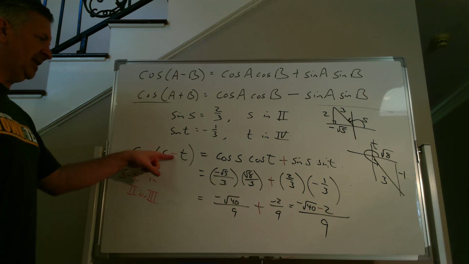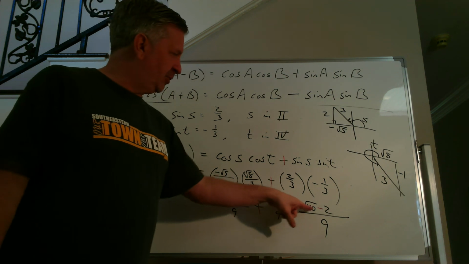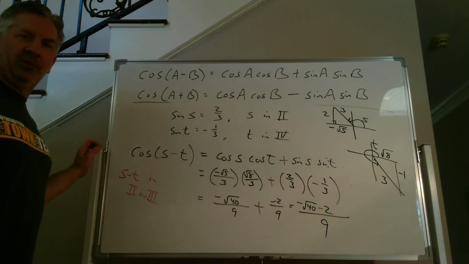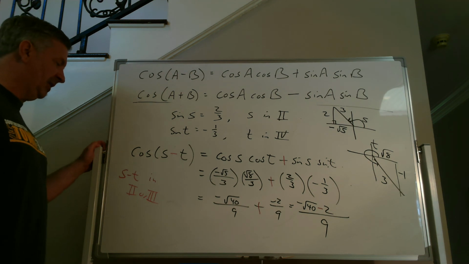Where was S plus T? S plus T was minus root 40 plus 2, which is still negative. So S plus T is also in the second or the third. I don't know which one, but it's one or the other.